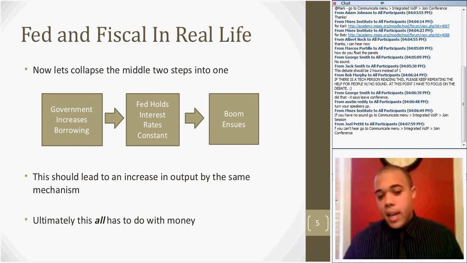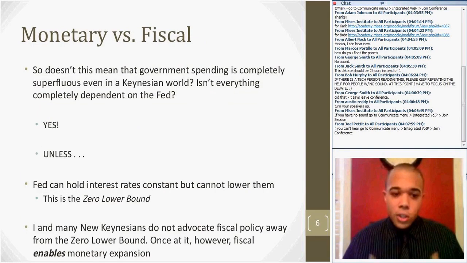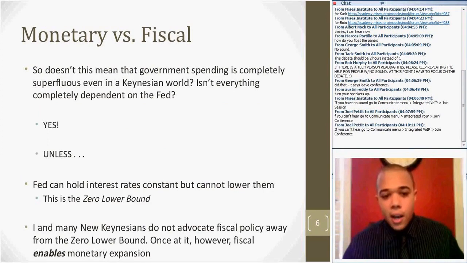And all of this ultimately has to do with money. Money is sort of the root of what causes the boom. And it's the Fed holding interest rates constant in response to what would normally be a rise in interest rates based on government spending. To do that, they have to print more money. A boom ensues. Okay. So then the natural response is, well, doesn't this mean that government spending is unimportant, even in a new Keynesian world, right? Isn't everything completely dependent on the Fed? And the short answer to that is yes.